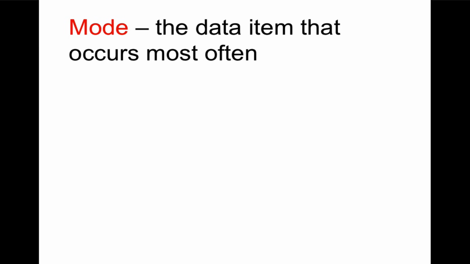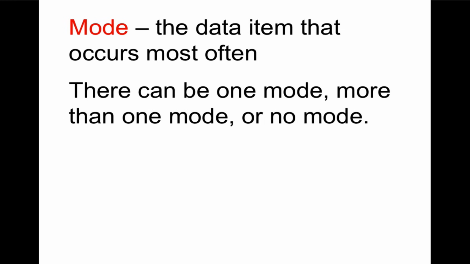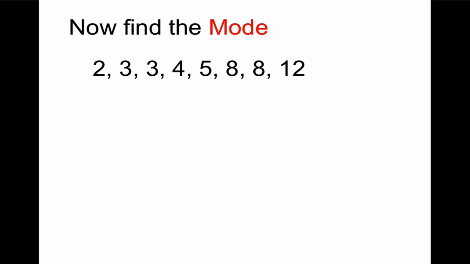So finally, the mode is the data item that occurs the most often. So mode equals most. There can be one mode, there can be more than one mode, or there can be no mode at all. If all of the items occur the same number of times, then there's no mode. There's nothing that's the most if they're all equal. In our original example, 2, 3, 4, 5, 8, 8, 12, you heard it, 8, 8, right? So that's the mode. So there's only one mode, and it's 8.